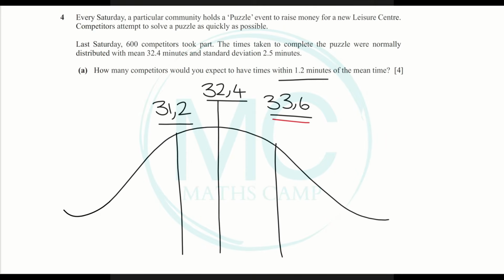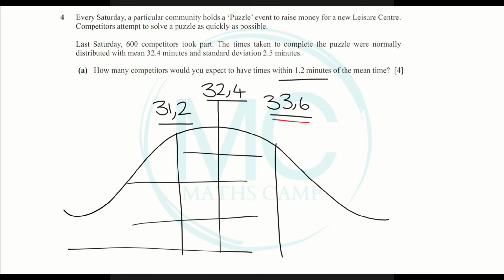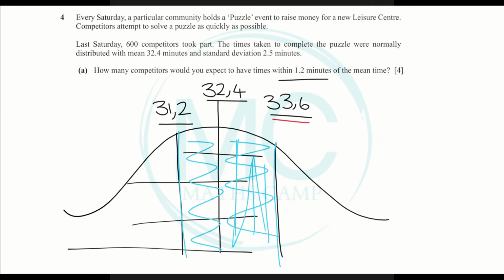This gives us this whole section over here. But we only want a smaller section. We want the section in blue. We are looking at times within 1,2 minutes. That means that this side is equal to this side. So if we can find this section here, all we have to do in order to find our answer is double it. So to find this section, let's subtract the mean, 0,5.